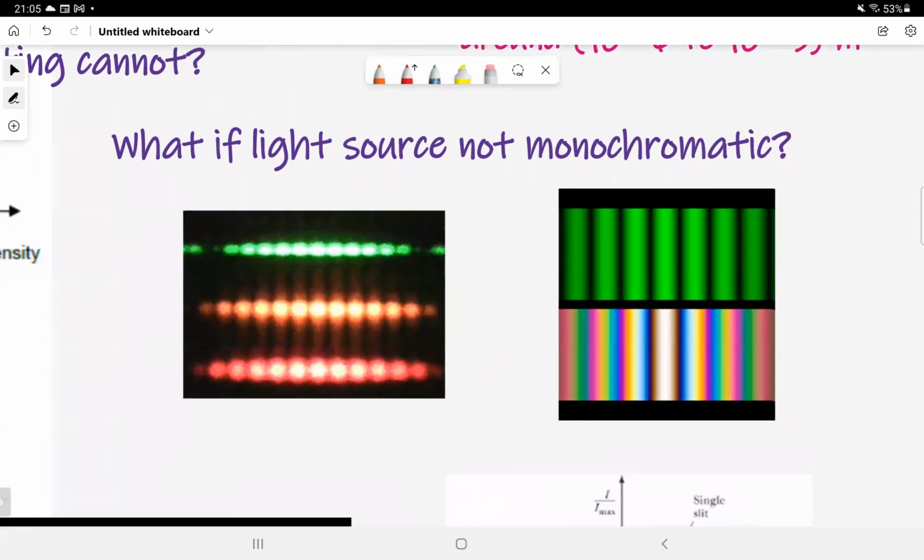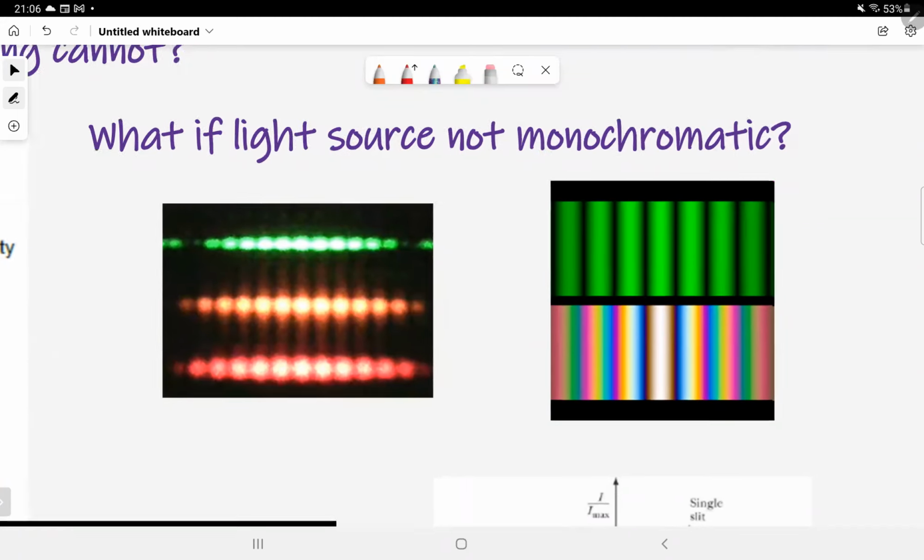Just a quick mention. This is for monochromatic light on the left. We see that for red light, which has the largest lambda, the bright fringes are slightly further away. Because from the formula, n lambda L over d, or delta y equals lambda L over d, the gap is bigger between bright fringes for larger wavelength. But you see only one color, and very neat.